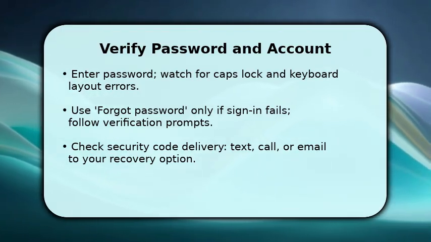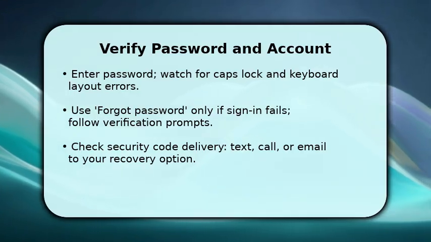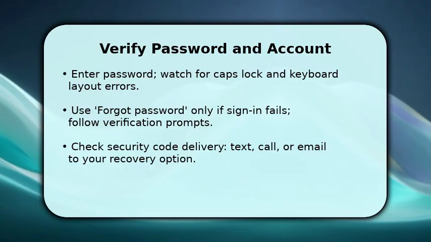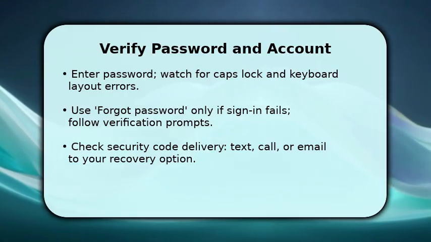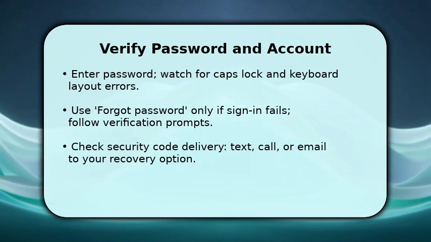Microsoft will ask for a security code sent to your recovery phone or secondary email. Once you receive the code, type it in promptly. Make sure to review any account alerts that explain why access was blocked, so you know the root cause.